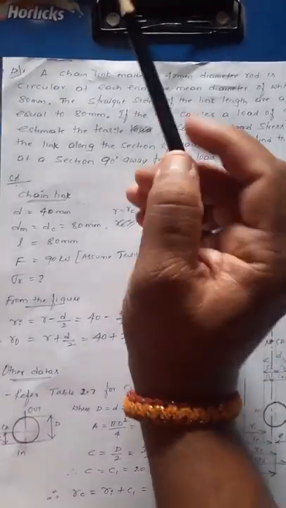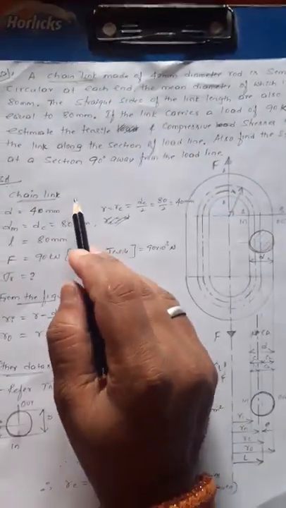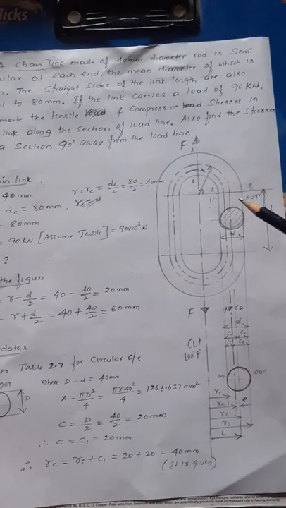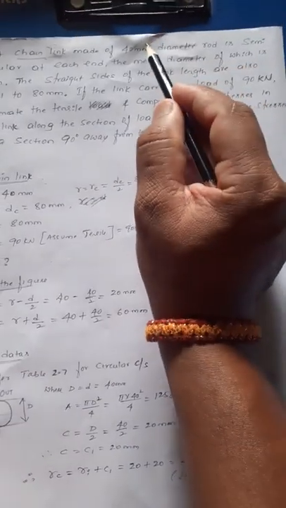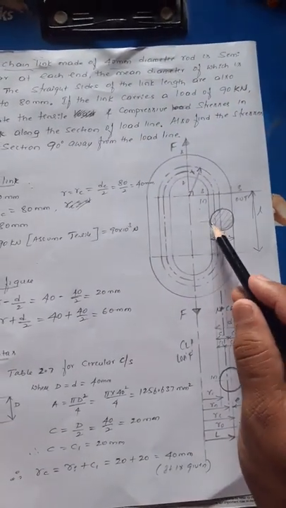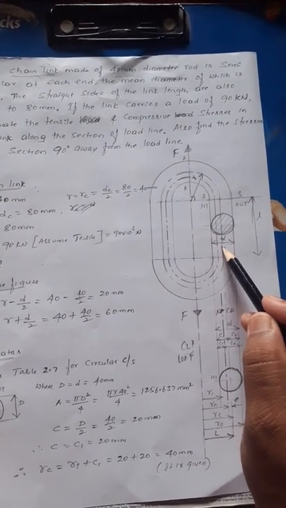Now what type of chord beam is given? It is a chain link. Write the chain link in the given data. Write the appropriate sketch for the chain link. It is made of 40 mm diameter rod. The chain link is made of a 40 mm diameter rod. This is small d that is given.